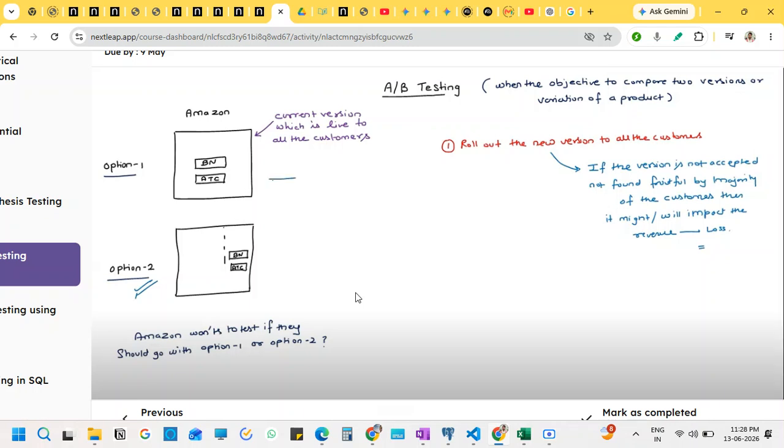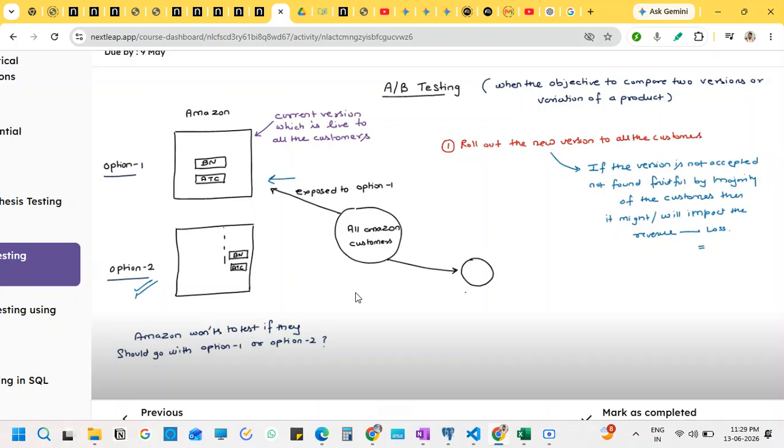So right now this version is currently live. So they will take a group of people from all the customers. Right now all the Amazon customers are exposed to this version, exposed to option 1. But now what we will do? We will take a small group of people out of it. Let's say 1,000, or maybe 1,000 would be a very small number given that Amazon has millions of customers worldwide. So let's say this is 1 million customers.